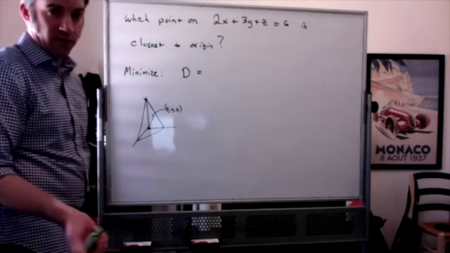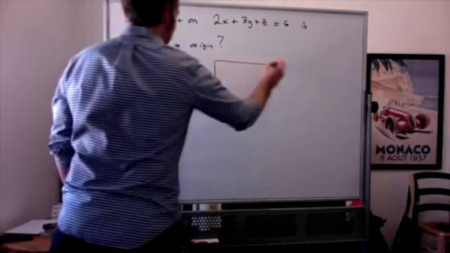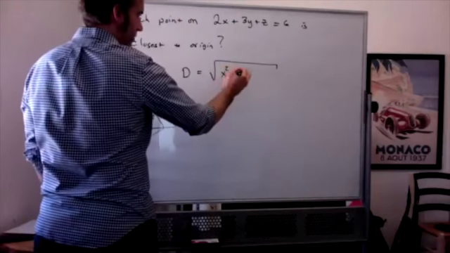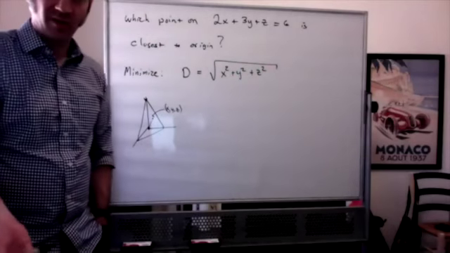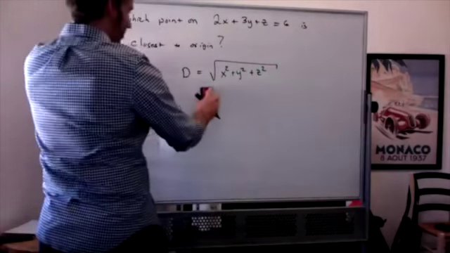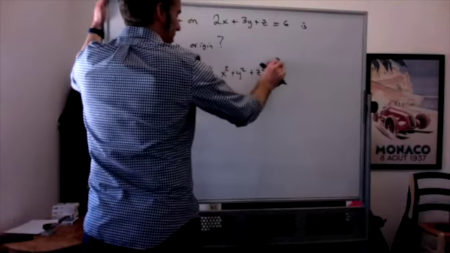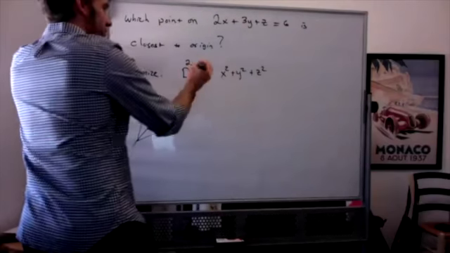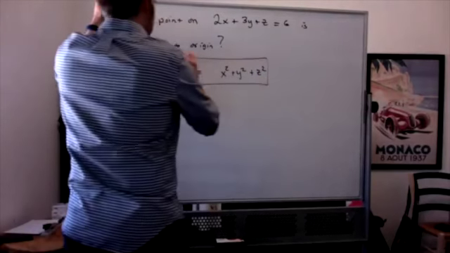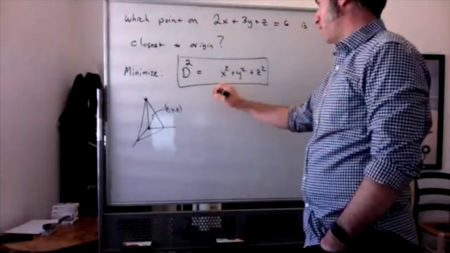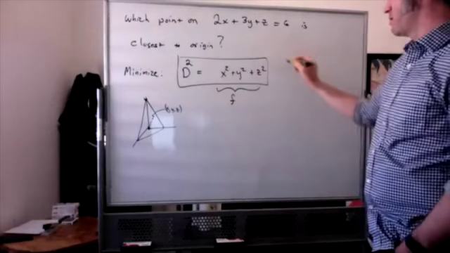So I want to find the point where the distance is minimized. The distance between that point and the origin is the square root of x minus 0 squared plus y minus 0 squared plus z minus 0 squared. We're not going to use the square root because we have learned before that instead of minimizing the distance between two points, it's always easier and nicer to minimize the distance squared. So we're trying to minimize this, and that's our function f. And our constraint is that.